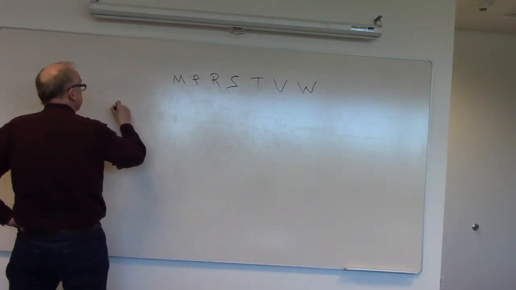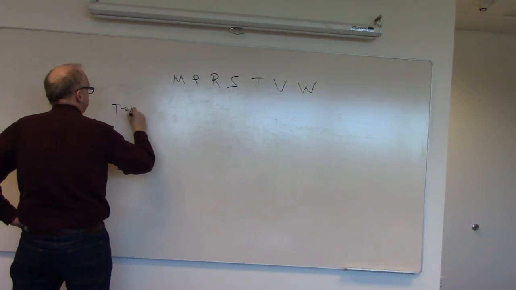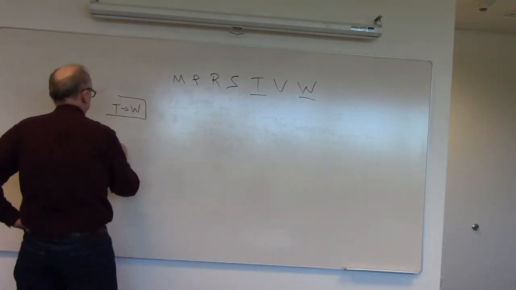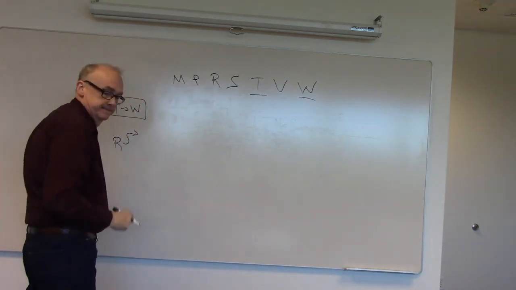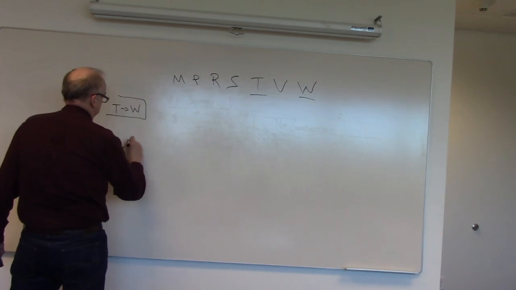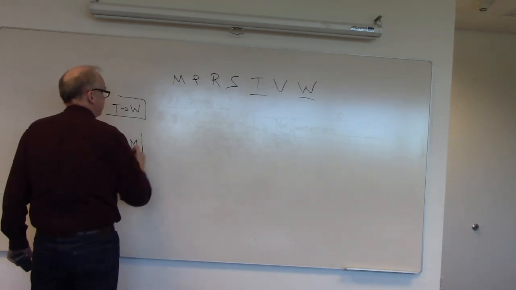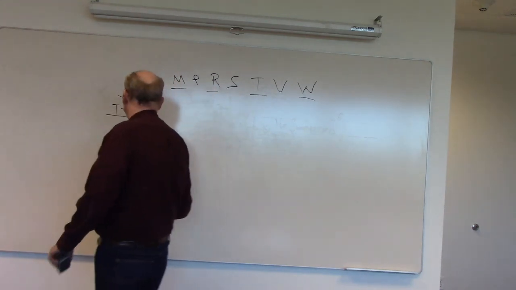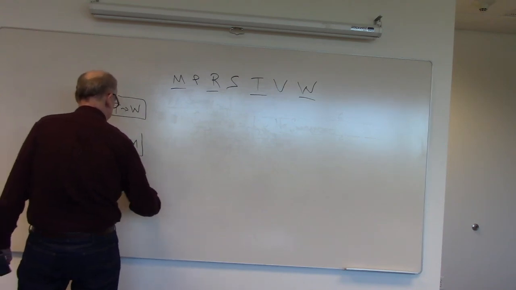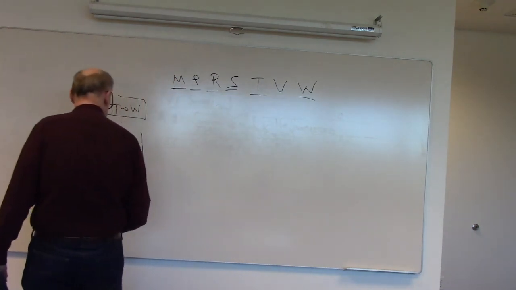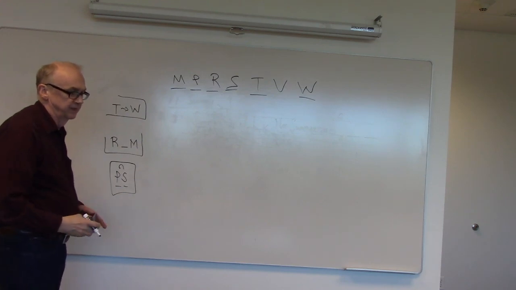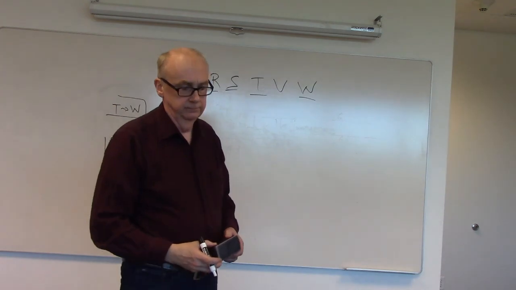T must be closer to the entrance than W. R must be closer to the entrance than M with exactly one other painting in between them. So R space M. P and S must be next to each other. If V is not in the third position, it must be in the fourth position. So V3, V4. Anything else? Nope.